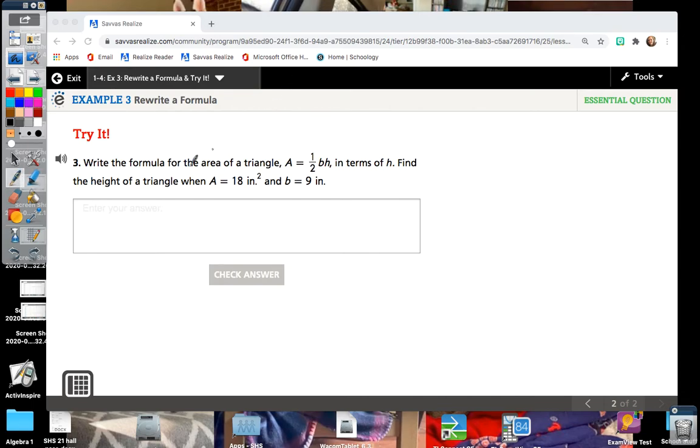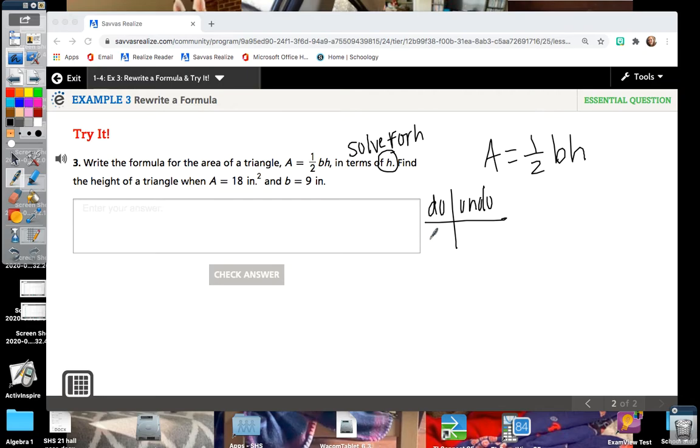Okay, so we have the formula for area of a triangle, A equals 1/2 base times height, and we want to find it in terms of h. That just means solve for h. And then we're going to find the height with these numbers after we solve for h. So for our do-undo table, what's happening to h first? Well, it's got that 1/2 b, so it's multiplying by 1/2 and it's multiplying by b.